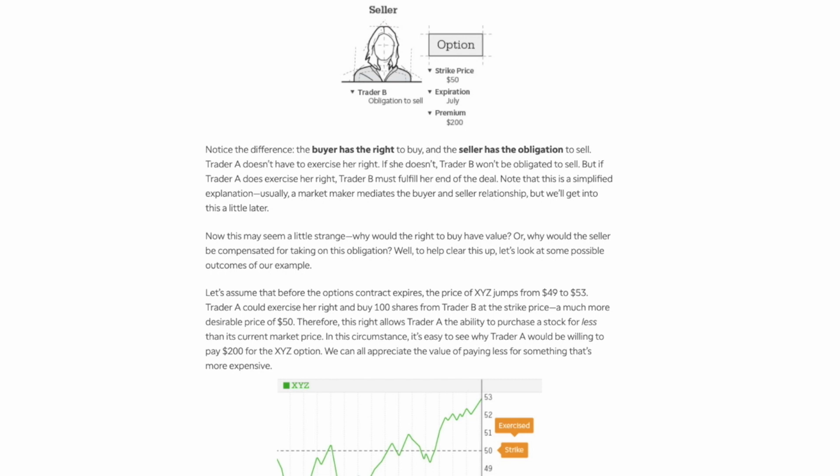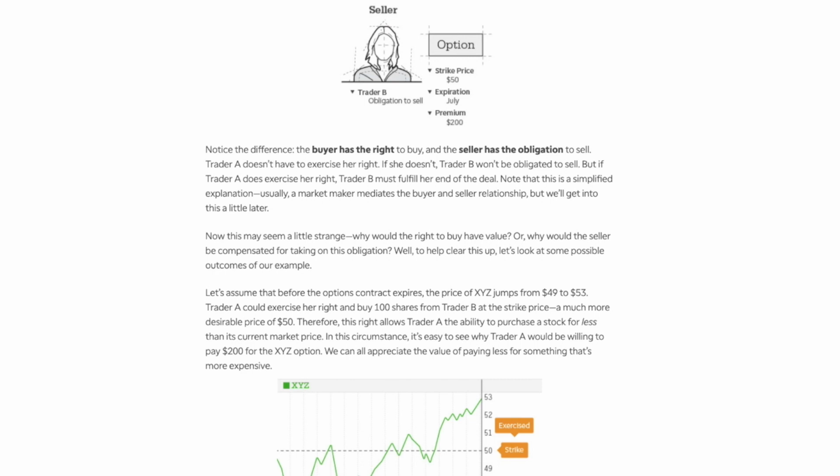Notice the difference. The buyer has the right to buy, and the seller has the obligation to sell. Trader A doesn't have to exercise her right. If she doesn't, Trader B won't be obligated to sell. But if Trader A does exercise her right, Trader B must fulfill her end of the deal.